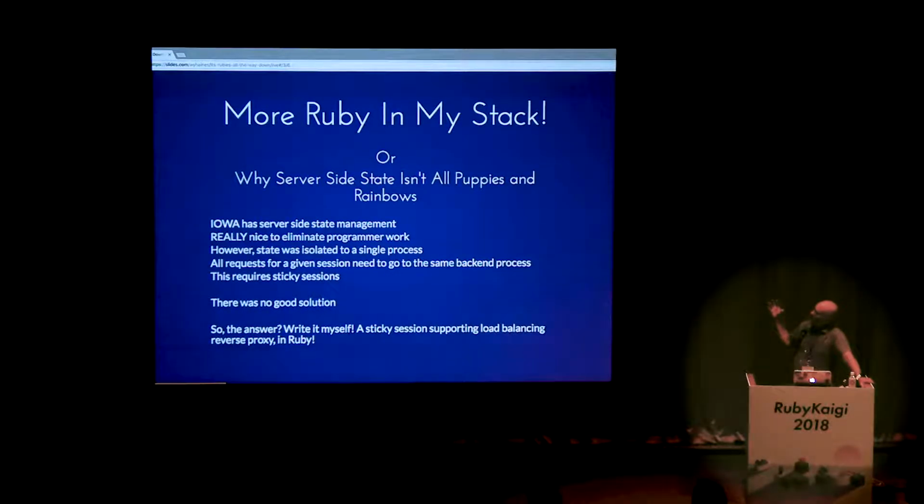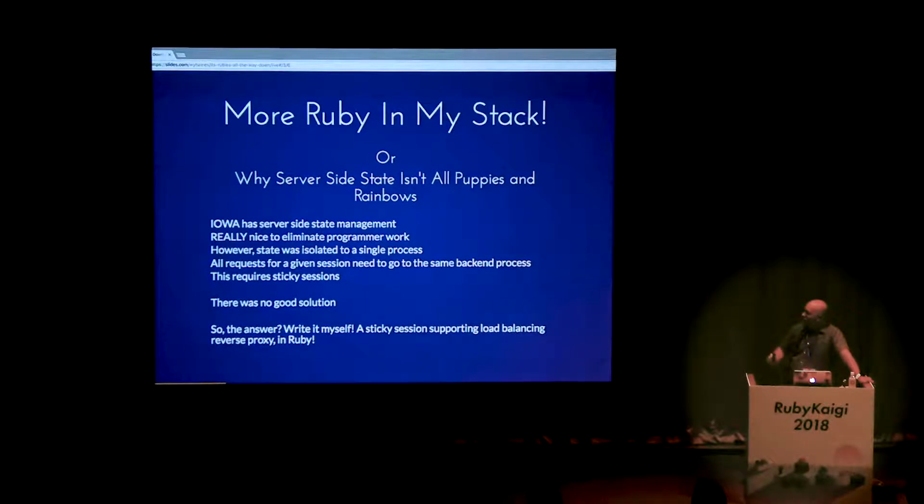So coming back to the idea of getting more Ruby in your stack. With Iowa, one of the things that made it really wonderful for developing apps is that it had this server-side state management. If you had a form, you didn't have to worry or think about how things were going to get from the form into your code or code into your form. It just handled all of that magically. You could just write code and reference things, and it would just work. You didn't have to think about the mechanics whatsoever.